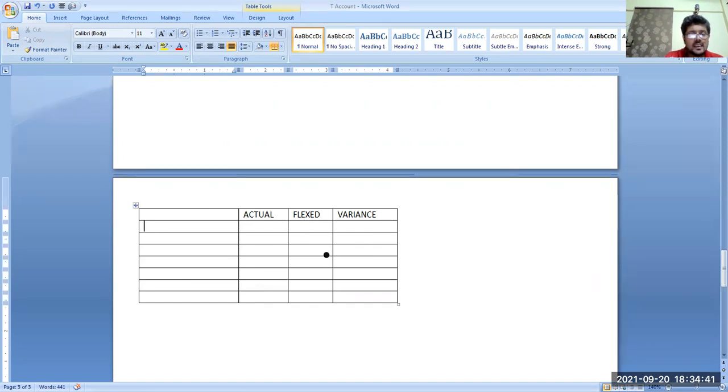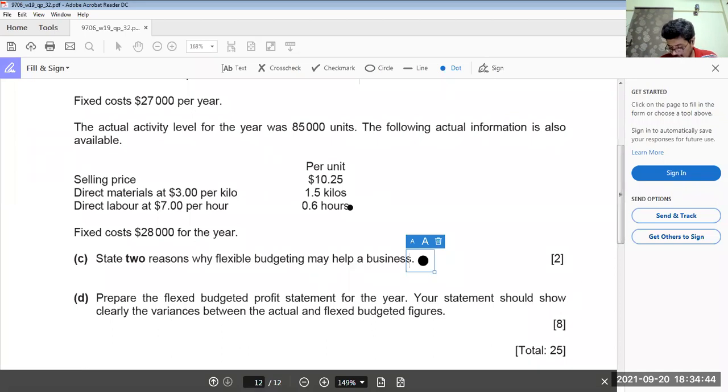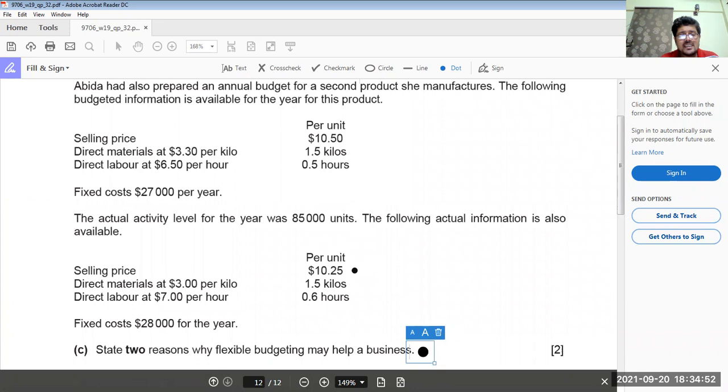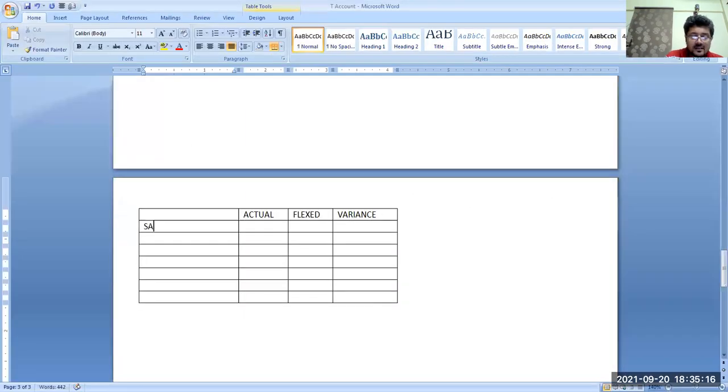Now, actual sales. Budgeted selling price is 10.5, but actual selling price is 10.25. And 85,000 units were sold. So 85,000 multiplied by 10.25, the answer is 871,250. Getting my point clear? So sales, how much? 871,250.